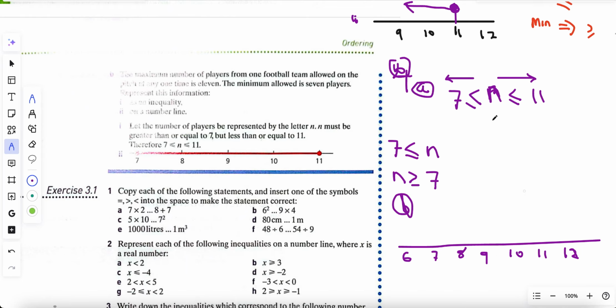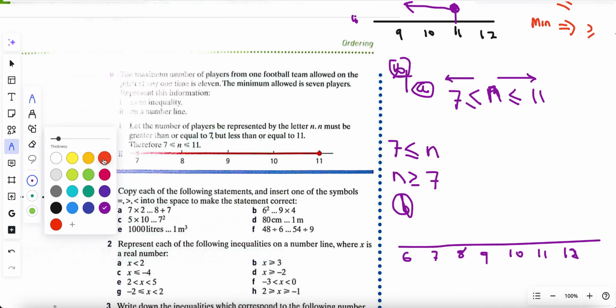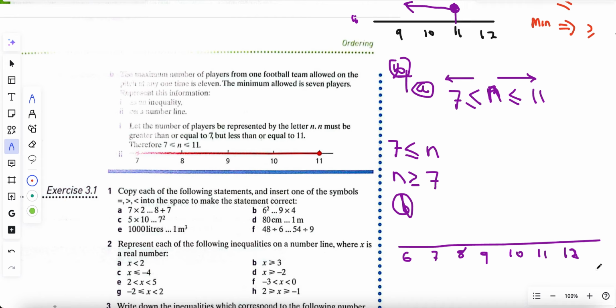Now, the inequality says, now let's change the color so it'll be clear when you see the number line. So we say N, you put your N here, remember that. We say N is lesser than or equal to 7. So for double inequality, this is what we do. We don't put arrow. It's lesser than or equal to. Since it's lesser than or equal to, we have to shade it.